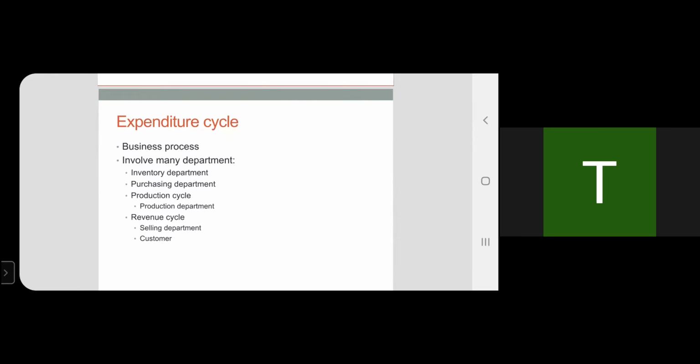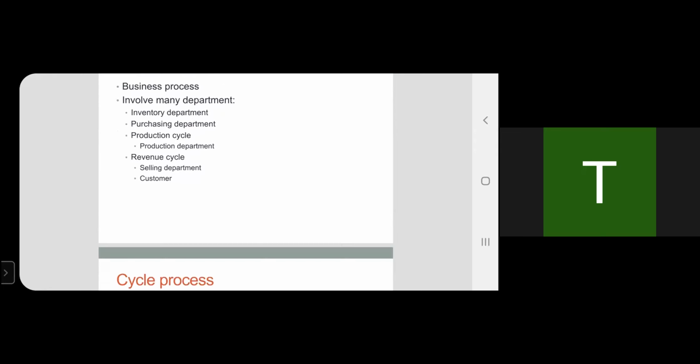So we can see from below, when the revenue cycle has increased its request, the production will also need to increase its request to the purchasing department. If inventory is not enough, then the inventory department will also request to the purchasing department. Then this is the expenditure cycle.